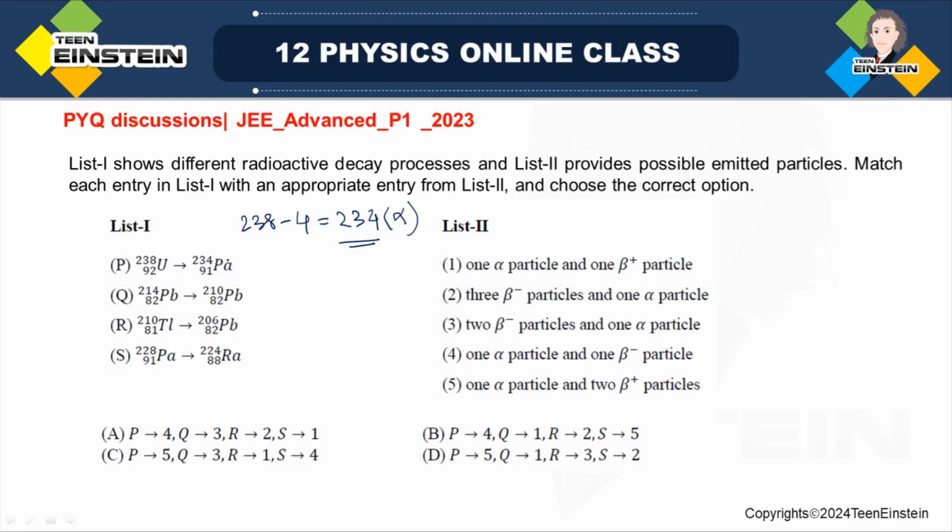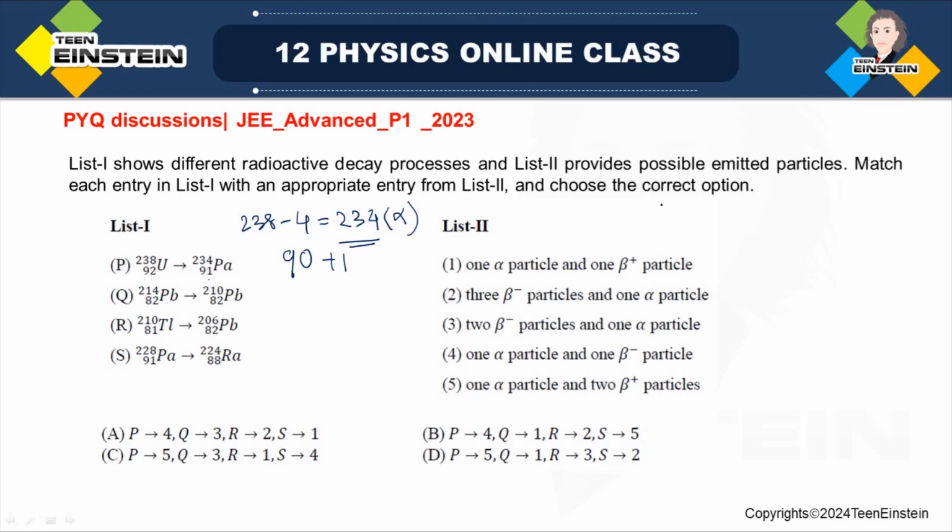Mass number changes by 4, as I told, and then the proton number would have changed by 2, but here it has changed by 1. See, 92 to 91. That means one beta decay has happened. After alpha decay you should have 90. The number of protons, or Z, should be 90, but it is plus 1. So that means beta minus decay has happened, one beta.